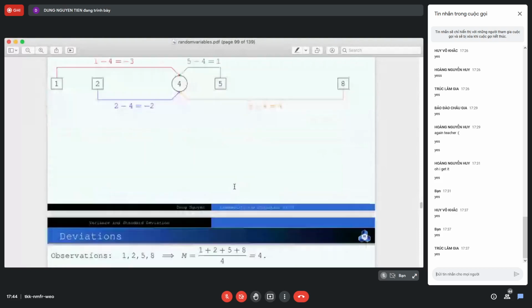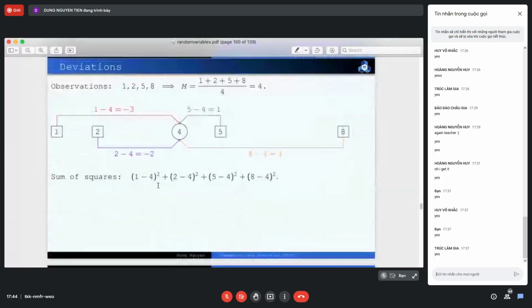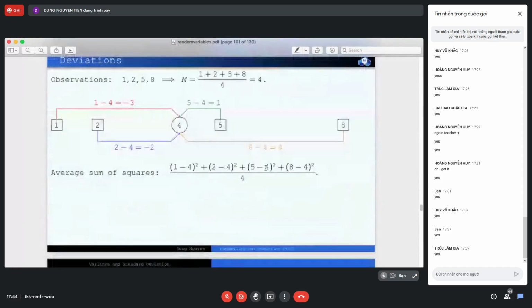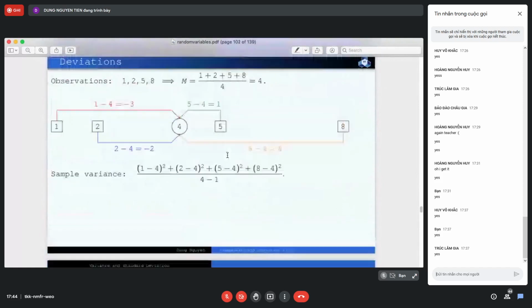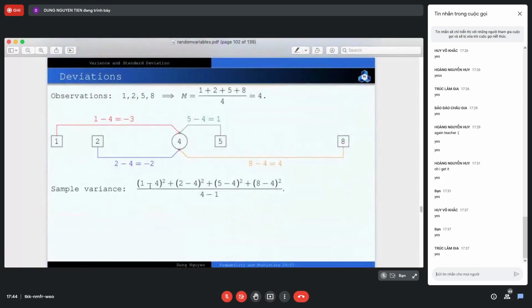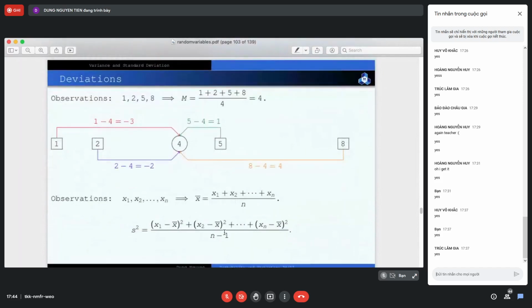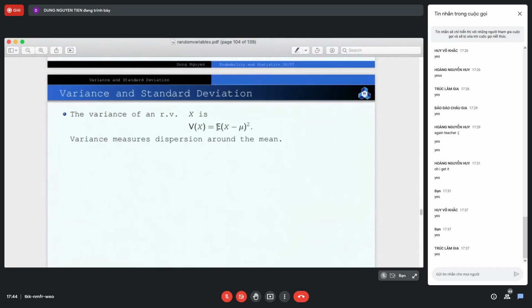Then it is very natural to compute the average value of the squares of all these deviations. I compute the sum of squares, and I divide it by the number of observations, or later on, by the degrees of freedom. This value is called the sample variance. The variance is simply the mean value of (x minus mu) squared, where mu is the mean value of x.